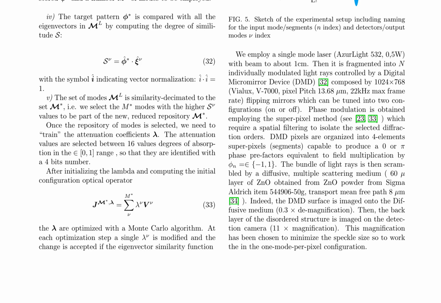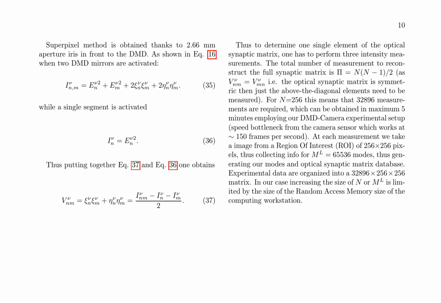The set of modes ML is similarity decimated to the set M, selecting the M modes with the higher S nu values. The attenuation coefficients lambda are then optimized using a Monte Carlo algorithm. At each optimization step, a single lambda is modified, and the change is accepted if the eigenvector similarity function f(lambda, phi, M) decreases. After a sufficiently large number of steps, f(lambda, phi, M) is minimized, and the final configuration of lambda is obtained.